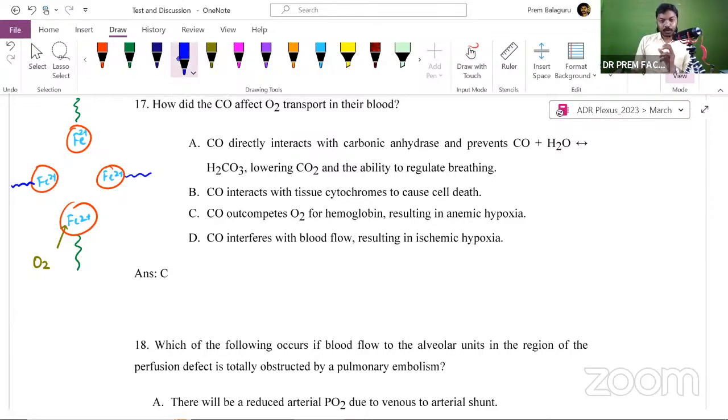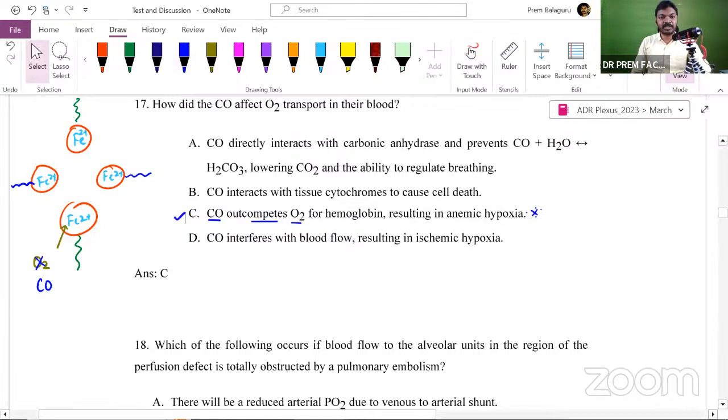The site where oxygen binds to the ferrous atom is exactly competed by carbon monoxide. So oxygen is being taken off and carbon monoxide comes and binds with the ferrous atom. So simply, carbon monoxide competes with oxygen for hemoglobin, resulting in, even though hemoglobin is present, it is not going to be available for combining with oxygen. So it's going to cause a condition called anemic hypoxia. Option C is the right answer for this question, doctors.